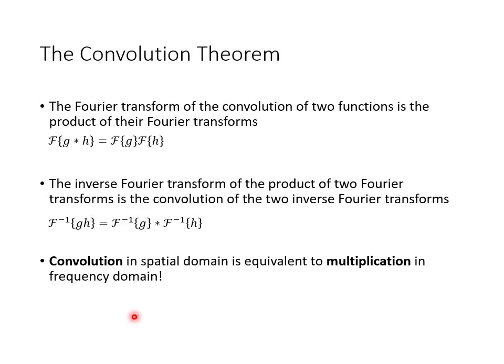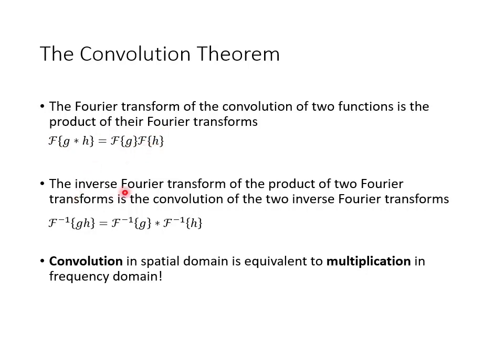Okay, so let's discuss the relationship between convolution and the Fourier transform. The Fourier transform of a convolution of two functions is the product of their Fourier transforms. So G and H are two functions. If they are convolved together first and then the Fourier transform is applied, the result will be the same as the Fourier transform of the first function and the Fourier transform of the second function, multiplied together.